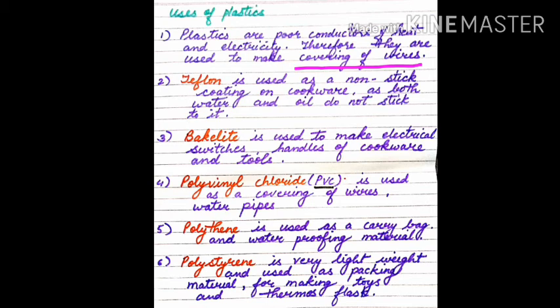Now the next point is polyvinyl chloride, PVC. PVC stands for polyvinyl chloride. So PVC is used as a covering of wires and water pipes. Now the next point is polythene. Polythene is used as a carry bag and waterproofing material. Polystyrene is very lightweight and used as packing material, for making toys and thermos flasks.